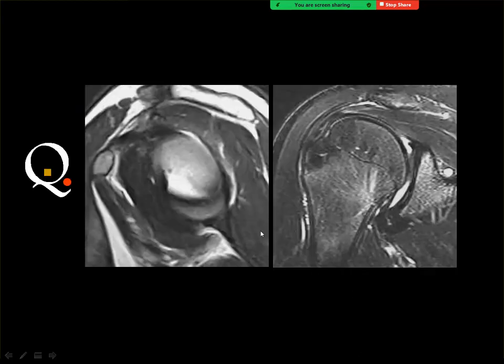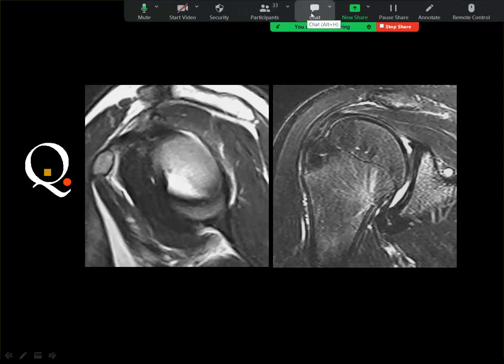Next case is an MRI of the shoulder, sagittal T1, and the coronal gradient image.